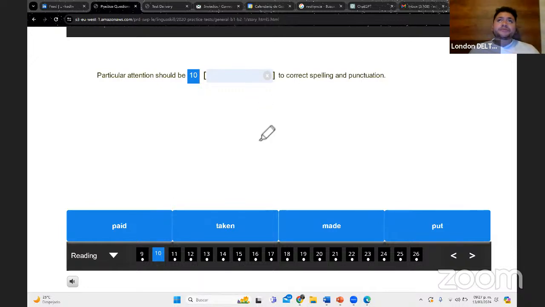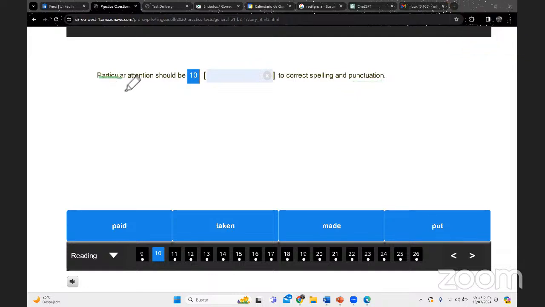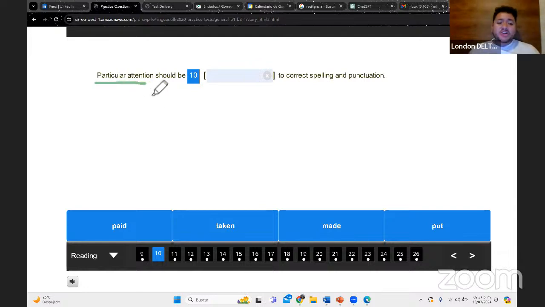I mean, the verb is applying to what? El verbo se está aplicando a qué? Spelling, punctuation, particular, correct attention. El verbo aplica particular attention. Okay, so the question is, do we say attention paid, attention taken, attention made, or attention put?